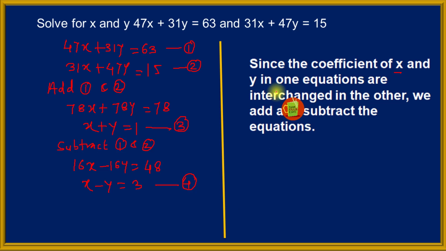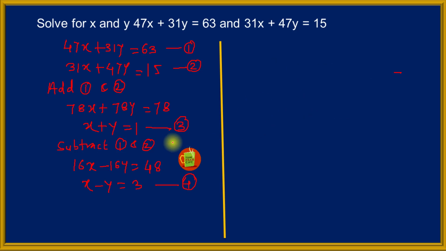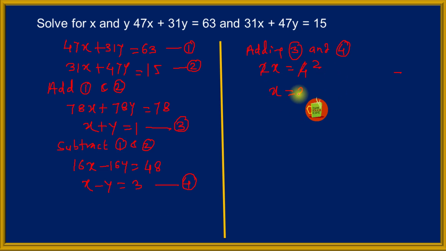Now I solve further. Here we will solve equation number 3 and 4. How will we solve? Simply add equation 3 and 4 so that y and y will get cancelled. If you add this, y will get cancelled and x plus x will be 2x, which is equal to 3 plus 1, that is 4. So 2 1s are 2, 2 2s are 4, and therefore x is equal to 2.